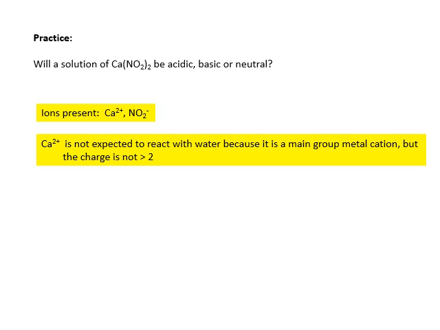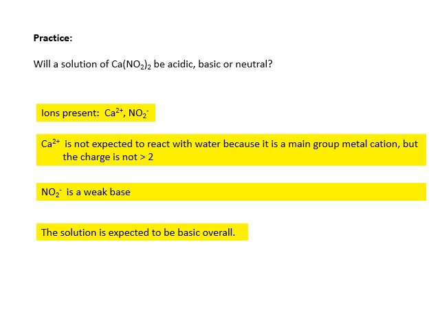Next, consider the nitrite ion. Nitrite is a weak base, and therefore this is expected to affect the pH of the solution. What is the result for the whole solution? The calcium did not affect it, but the nitrite was a base, so the solution is expected to be basic overall.